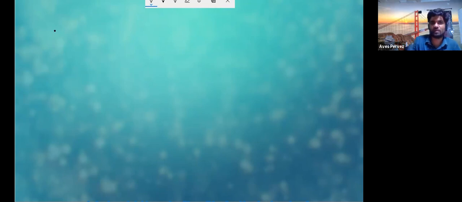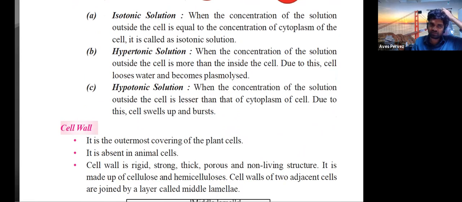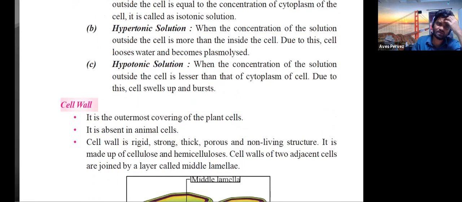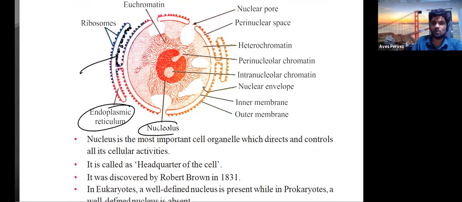Here we were talking about the nucleus. This is the nucleus, and we have the membrane. The ribosomes are attached to the endoplasmic reticulum, which is why it is called the rough endoplasmic reticulum. This is the nucleolus, which is responsible for the production of ribosomes, and they come out from these nuclear pores.